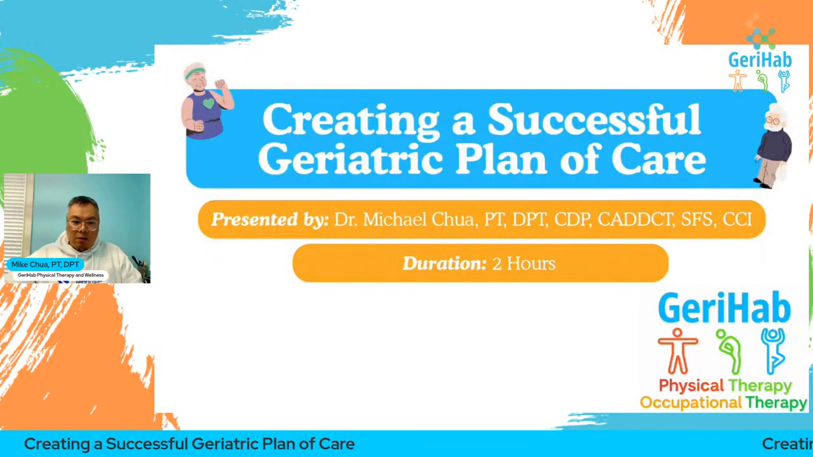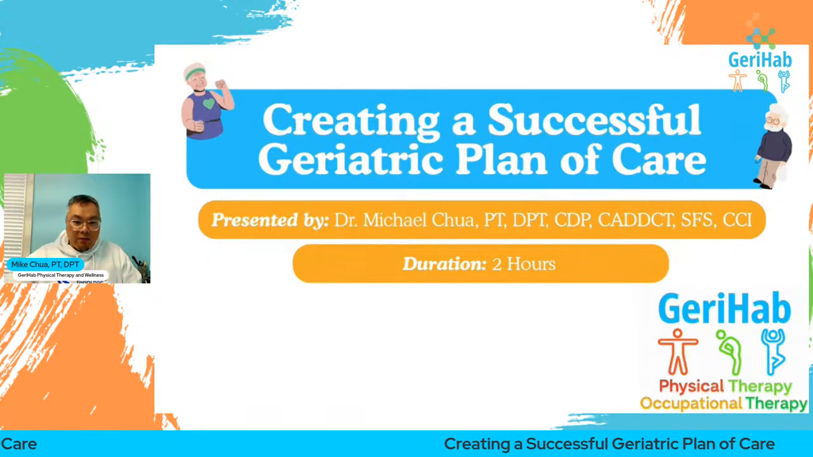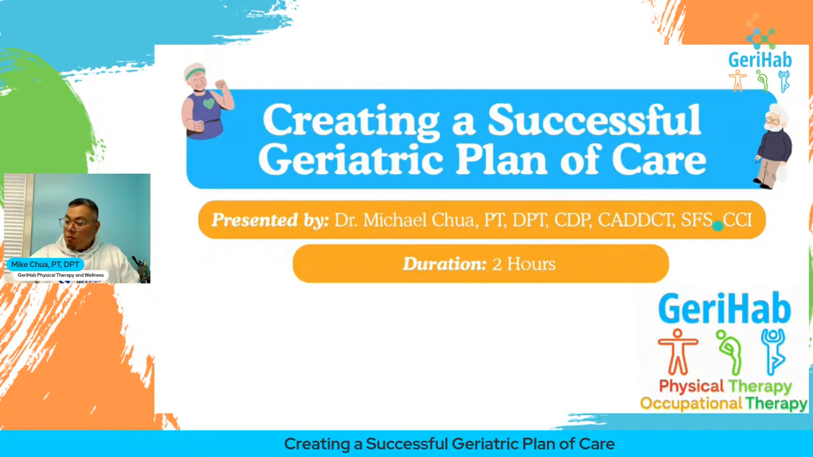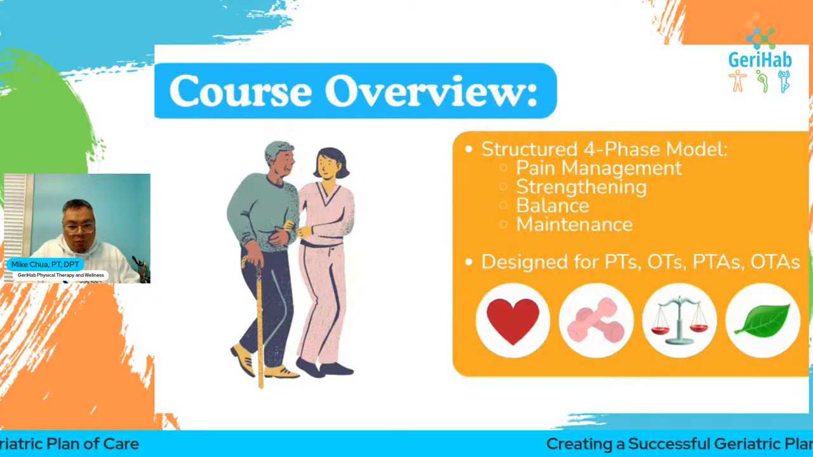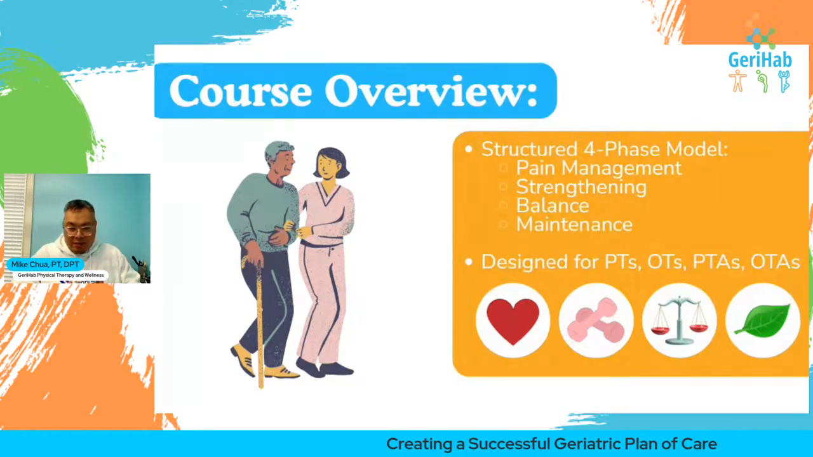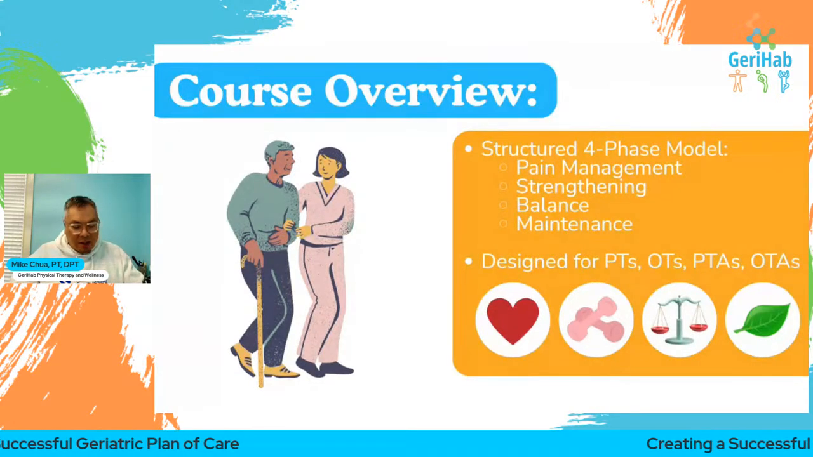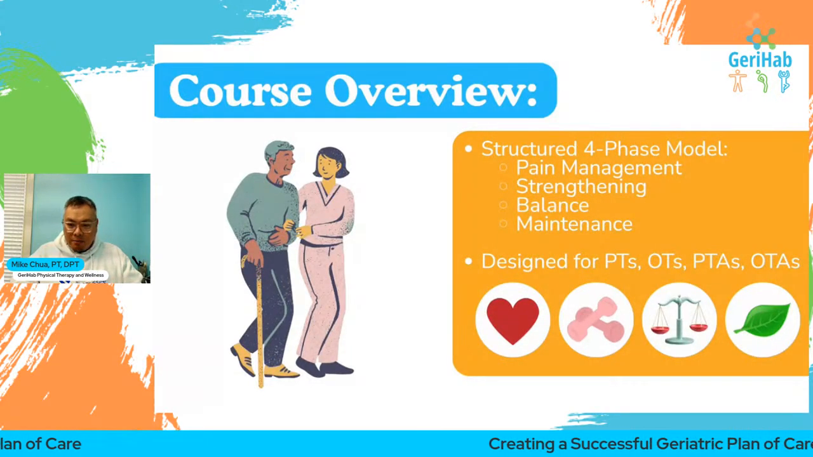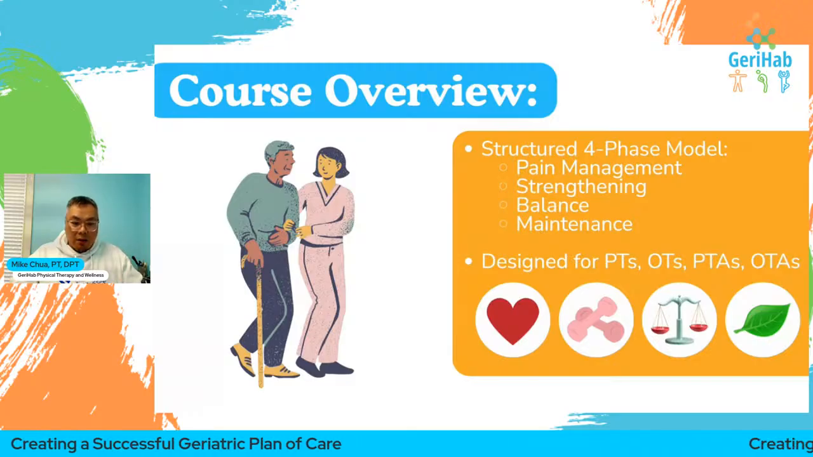Today we're going to be talking about creating a successful geriatric plan of care that we formulated and then created for our patients. The overview here is we have four different phases. This is specifically for Medicare patients, geriatric patients. Most of our geriatric patients have Medicare. Medicare Advantage plans are supposed to follow the Medicare standard of care.